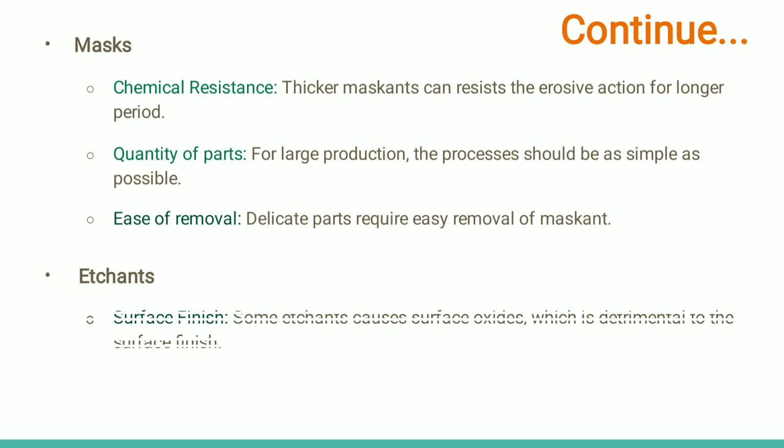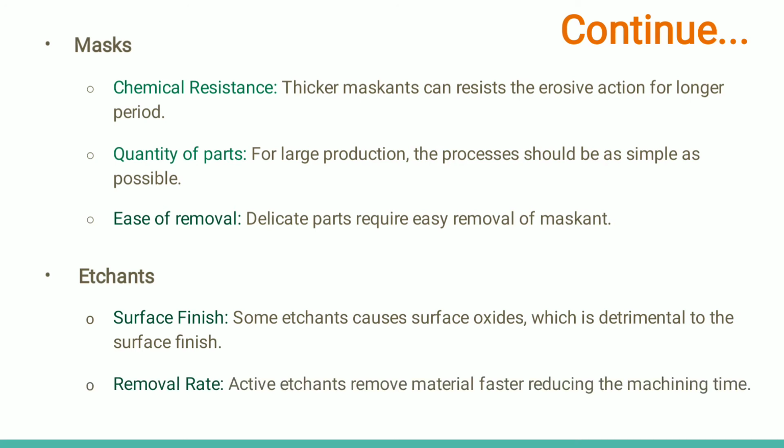Okay, up next is about the agents. Some of the agents cause surface oxides, and because of that, the surface finish is poor. So whatever the workpiece material we are using, we have to choose the agents accordingly. Okay, next is removal rate. Different types of agents are used. If we are using a harder agent, harder meaning stronger, with strong chemical bonding, it can remove the material very easily, and it can react with the workpiece very easily and quickly. So we call them active agents.